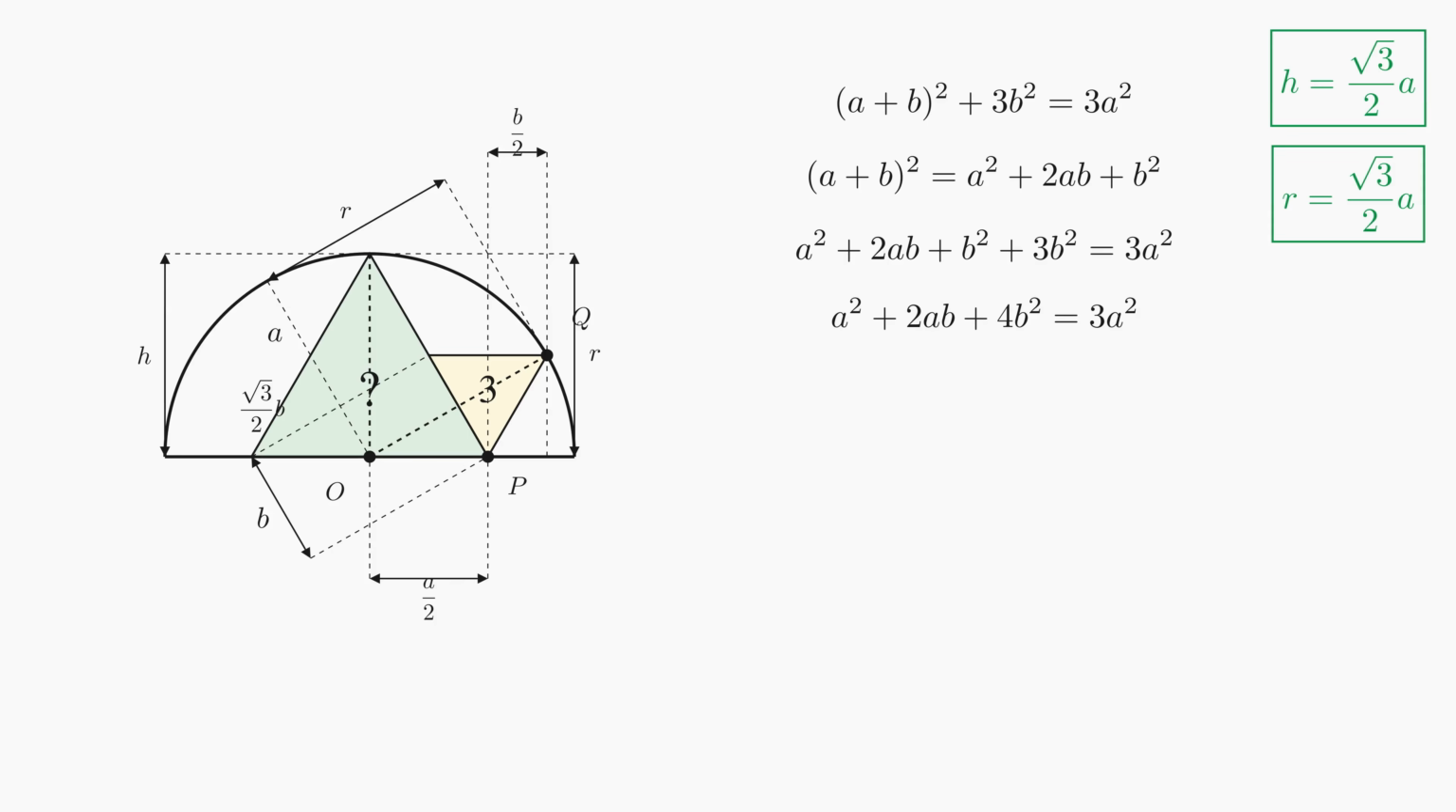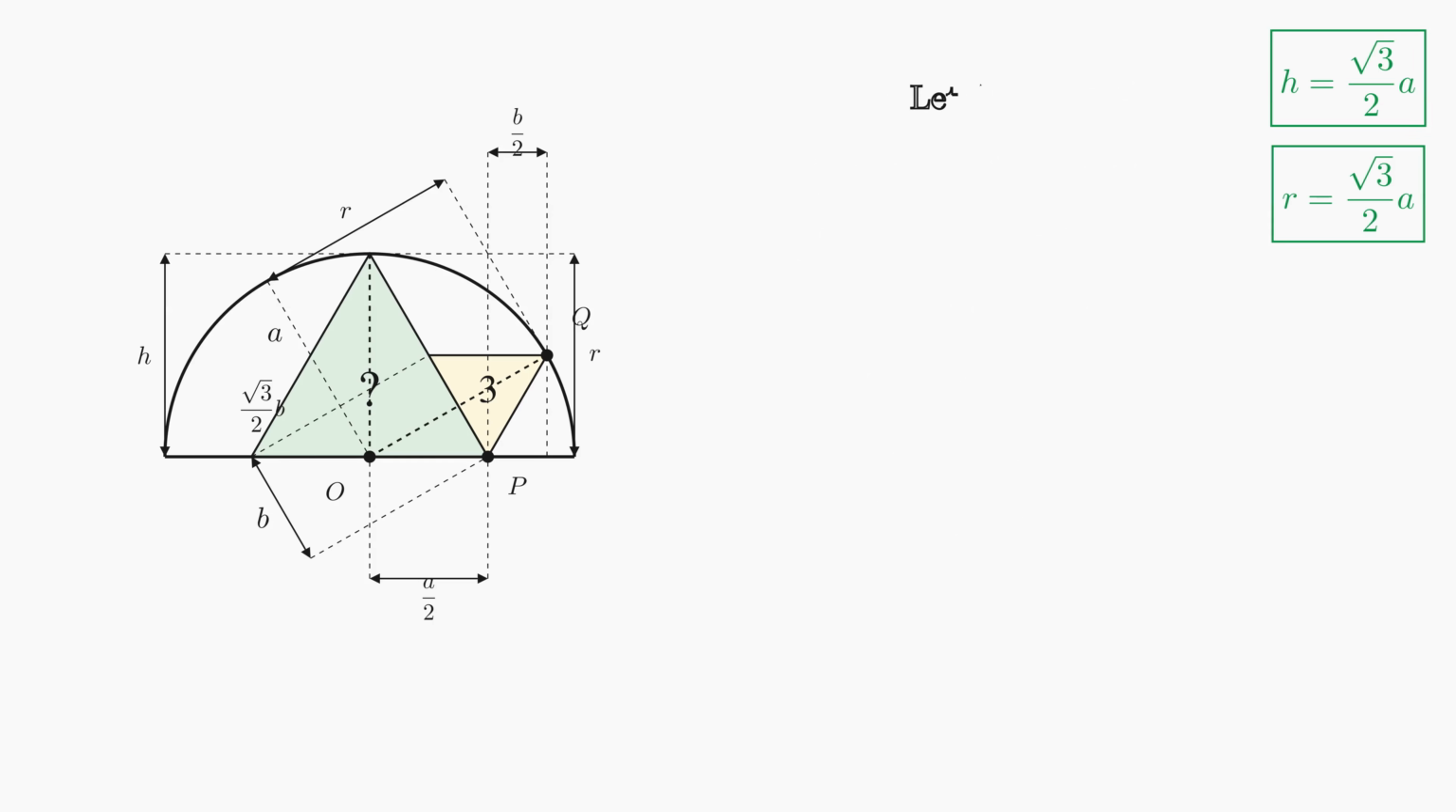Combining the B squared terms on the left, B squared plus 3B squared equals 4B squared. Subtract A squared from both sides. Divide everything by 2. Rearranging with everything on one side. This is a quadratic in A.